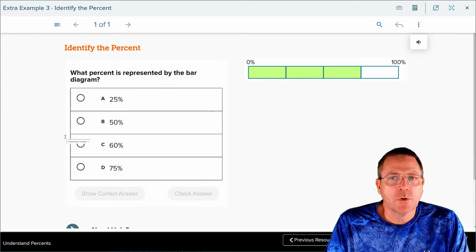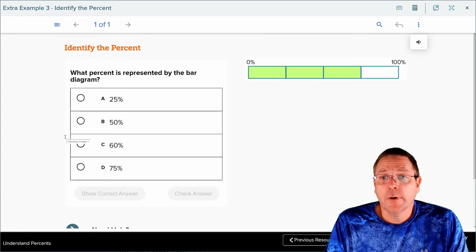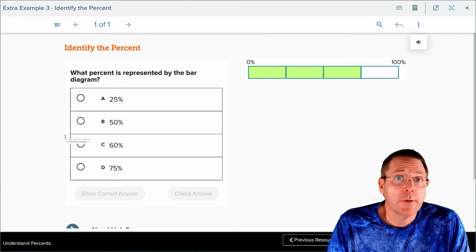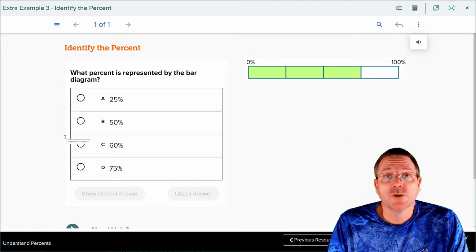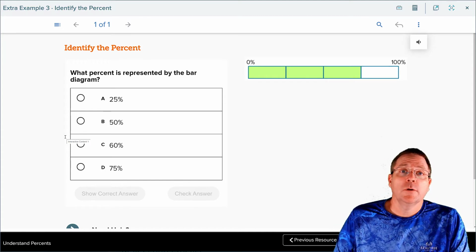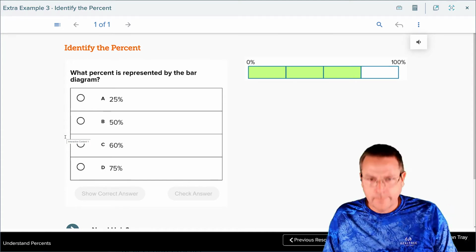Now it's going to be your turn. Take a look at this bar diagram. It looks different than anything we've done, doesn't it? You figure out what the answer is going to be and then submit your answer and check your work. Pause the video while you do it.